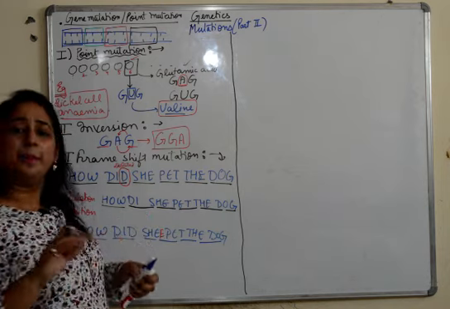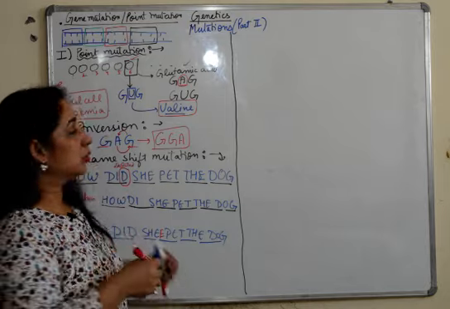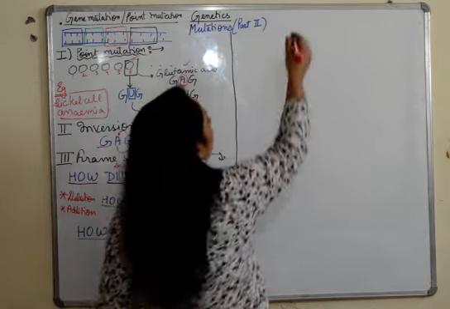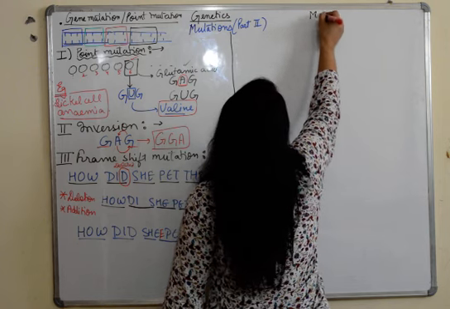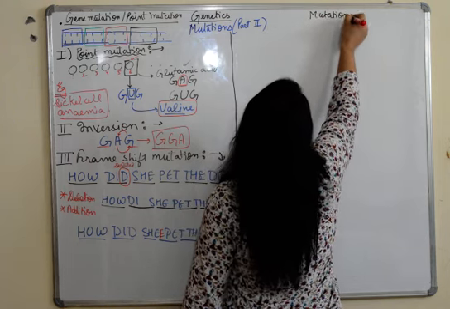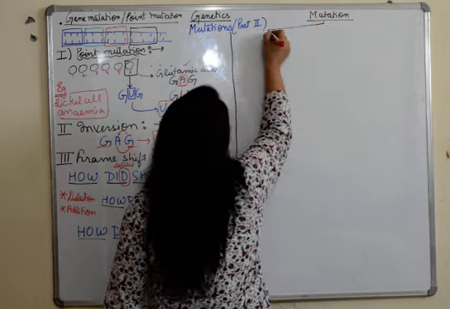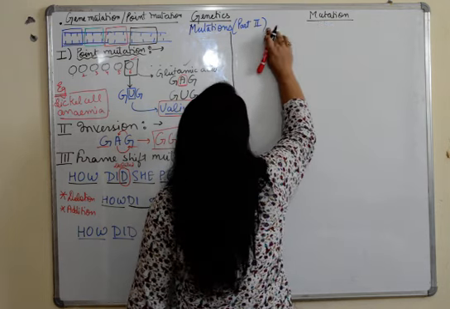Now we will take up multiple other types of mutations which are also there. We'll just quickly discuss them. So mutation can further be categorized as, I will write it like this.